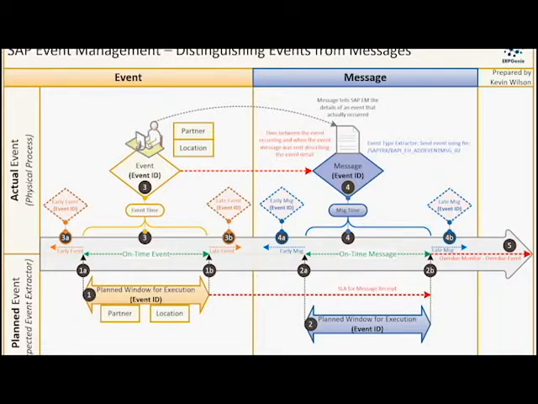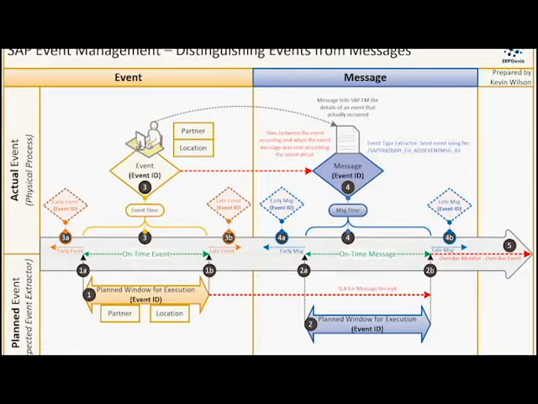If it occurred at time 3A, then it would be an early event. If it occurred at time 3B, it would be a late event, right? The information around that event, number 3, would include the time, the partner, and the location for that particular event. Okay, now that's the actual event that occurred in our real world.